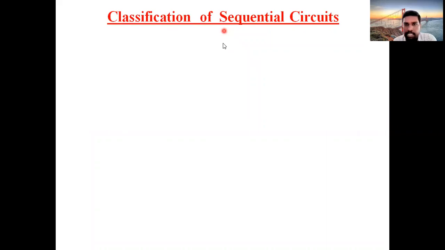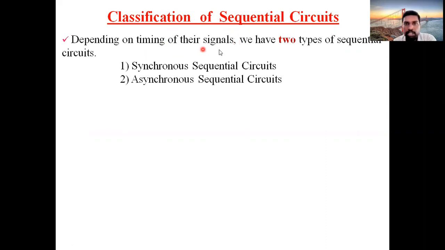Now we will see the classification of sequential circuits. How many types of circuits are there? Depending on the timings of signals. Depending on the timing is the important factor we are discussing now. Depending on the timing of their signals, we have two types of sequential circuits. One is synchronous sequential circuits, and the second one is asynchronous sequential circuits.